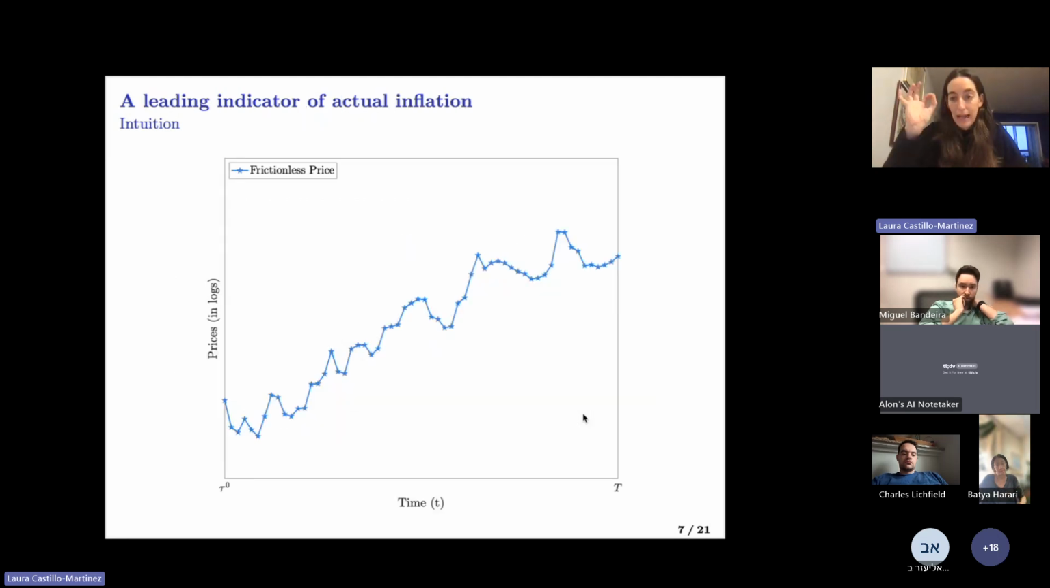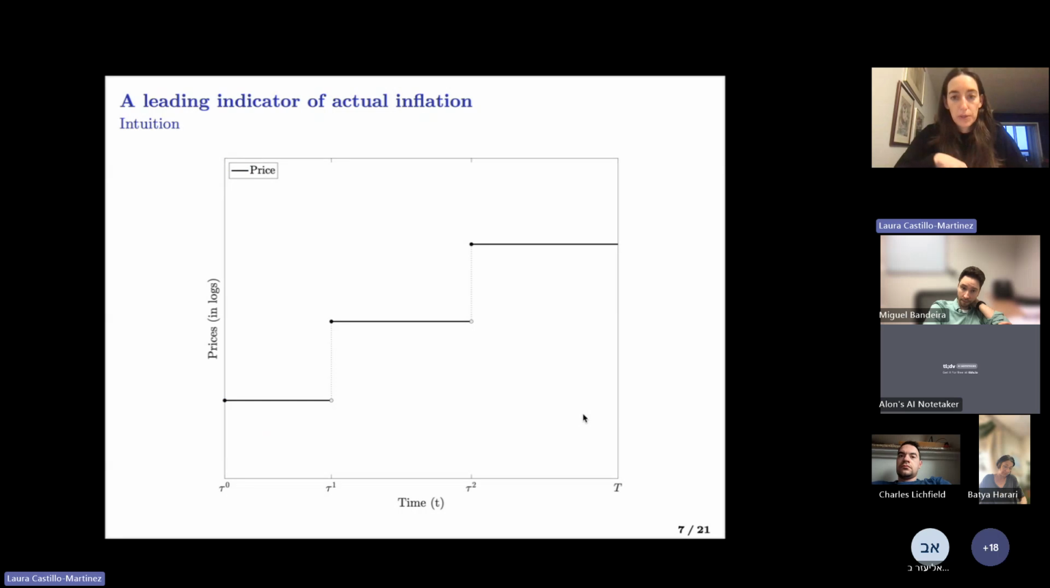If I were to take a firm and plot its frictionless price over time, this is my blue line over here, and we have the trend inflation. That's why it's going upwards, and everything's in logs. This is what's underlying the decision process of the firm, but this is not what we observe. What we observe is something closer to this: actual prices. We see that they're constant for a long time.